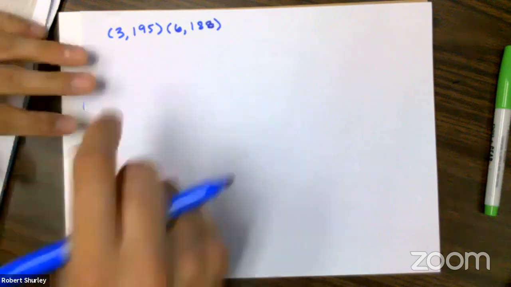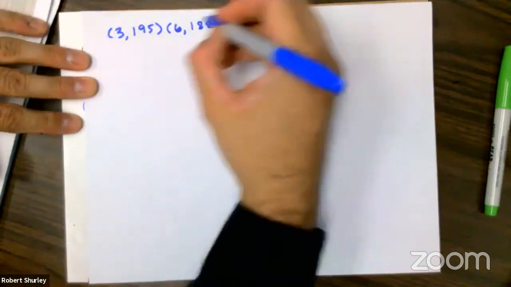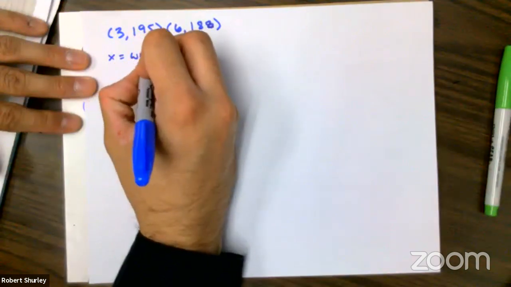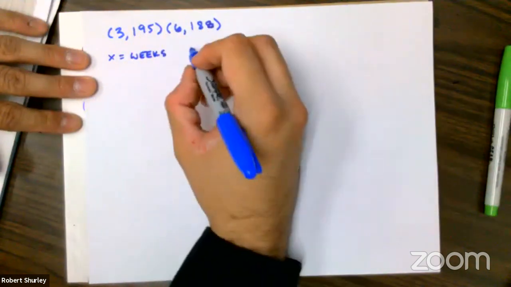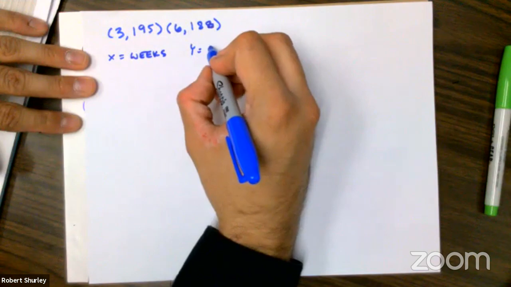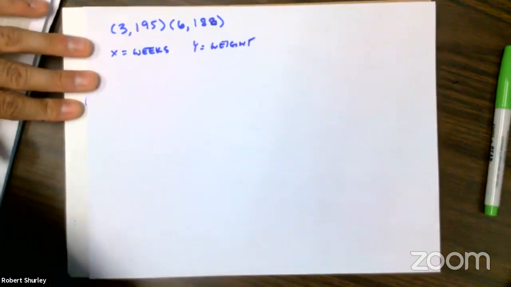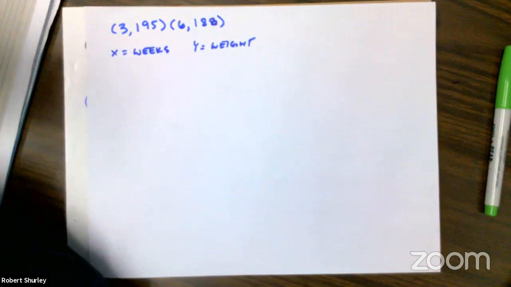Okay. So before we get started, I've got to define what X and Y are. I'm going to say X is going to be weeks. Okay. And my Y value is going to be my weight, right? I am not at 188. I wish I was. That's a lot. Actually, I'd probably be too skinny. But X is weeks and Y equals weight.